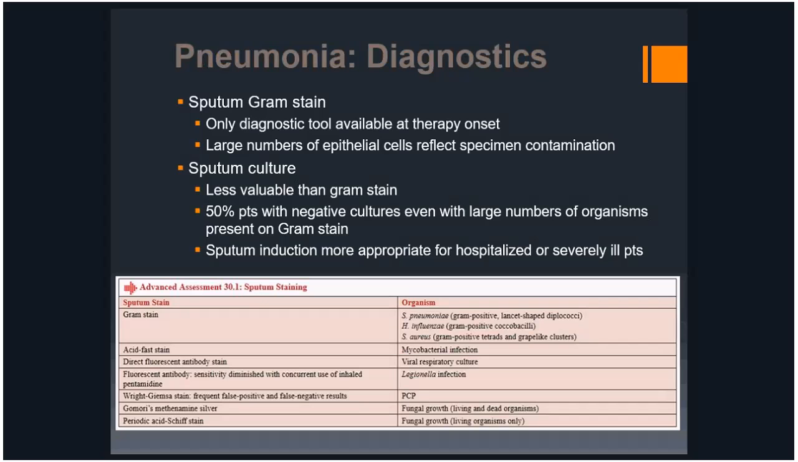Keep in mind, sputum induction is not something that you would necessarily be doing in the primary care setting. That is more appropriate for patients who are hospitalized or patients who are severely ill. So again, here you can see the table or the box from the text that shows the sputum staining that can be performed and what type of results.